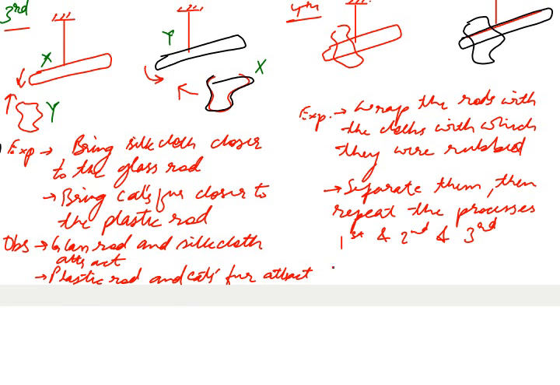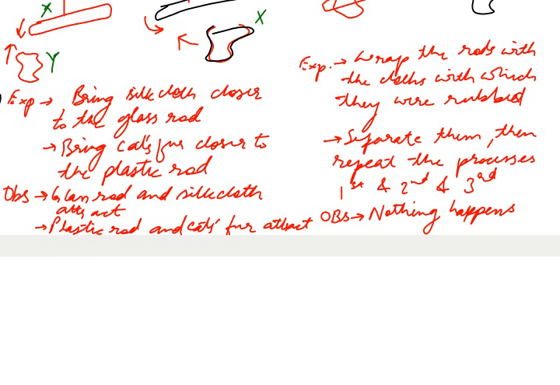And I will have a very surprising observation here. Can you guess it? It will just knock your mind off. The observation is nothing happens. Now nothing happens. Earlier they were attracting or repelling, but when I wrapped them together and then separated them and again carried out the processes, now nothing happens. Now they neither repel nor attract each other. So what has happened to them?